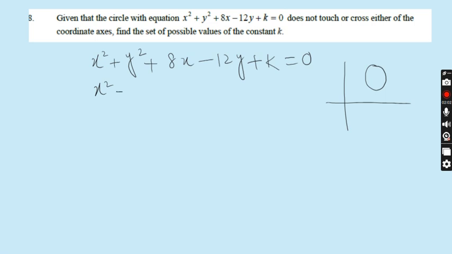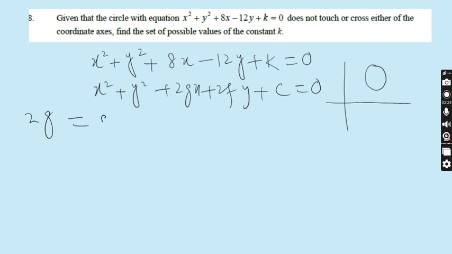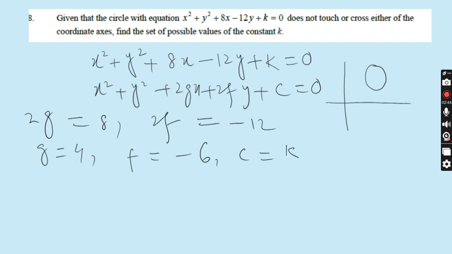If I compare this equation with the general equation of a circle, we can see that k is equal to c, the constant term. First find the center, then I'll tell you the story. 2g equals 8, then g is equal to 4. 2f equals minus 12, then f is equal to minus 6. Here c is equal to k. Coordinates of center are minus g, minus f. So the coordinates of center are minus 4, plus 6. So minus 4 comma 6 is the center.